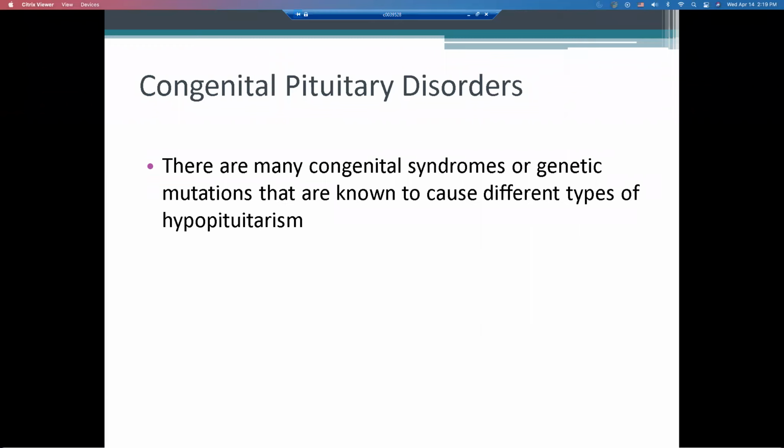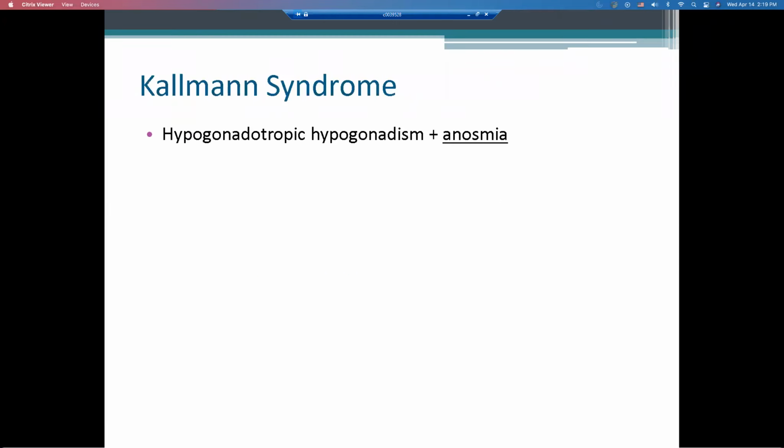There are many congenital syndromes or genetic mutations that are known to cause different types of hypopituitarism, and we're going to talk about Kallmann syndrome as an example of this category. Kallmann syndrome is hypogonadotrophic hypogonadism with anosmia. Let's analyze this terminology. Hypogonadotrophic means low gonadotrophic hormones. What are the gonadotrophic hormones? They are LH and FSH. So low LH and FSH causing hypogonadism. What is hypogonadism? It's either low estrogen or low testosterone. So hypogonadotrophic hypogonadism plus anosmia. What is anosmia? It is lack of sense of smell. So Kallmann syndrome has all these features.